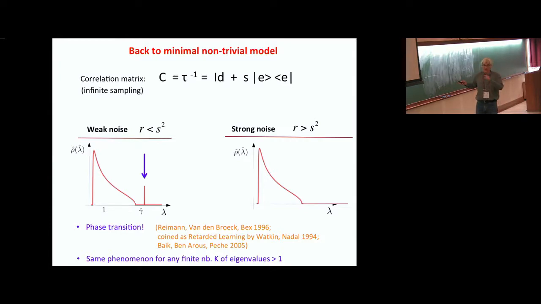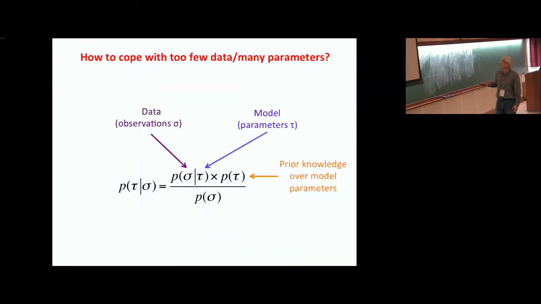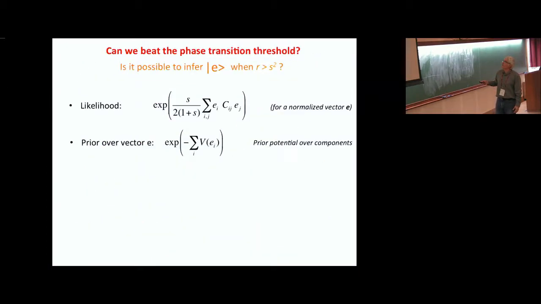So don't forget that everything which I've shown here was done with the maximum likelihood estimator. So I've not used any prior information. So maybe if we know something about the true answer, the true outcome, then maybe that could help and we could actually beat this threshold. So I just want to give you a few examples of that very briefly, so that you have in mind that actually prior information helps in some cases, but not that much.